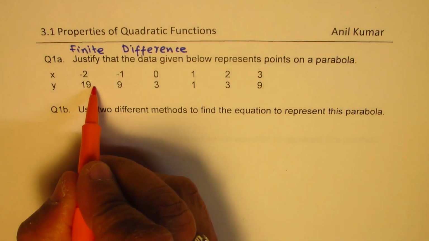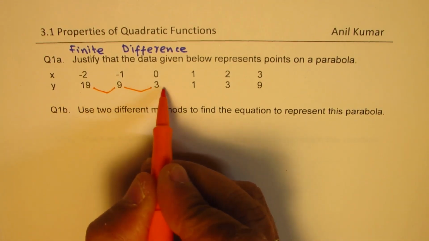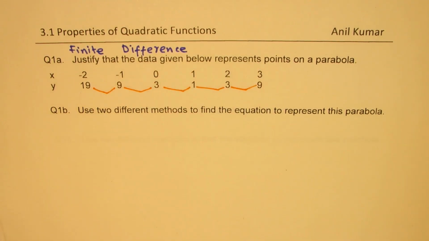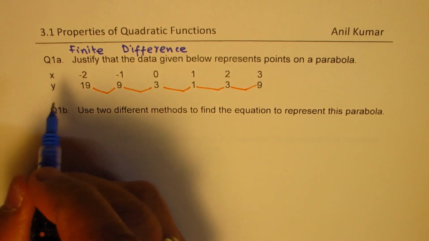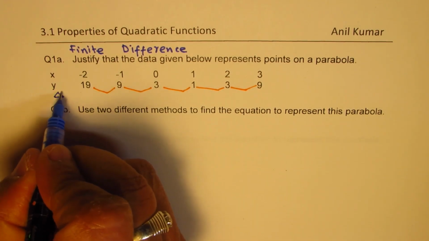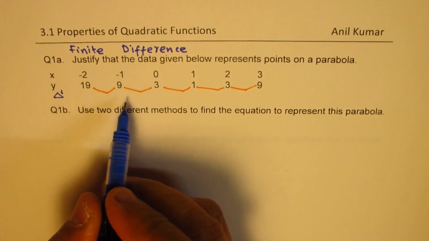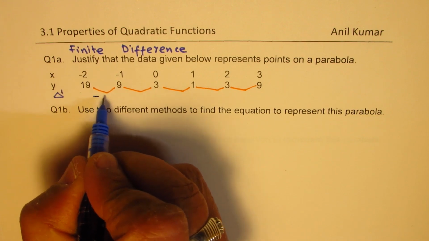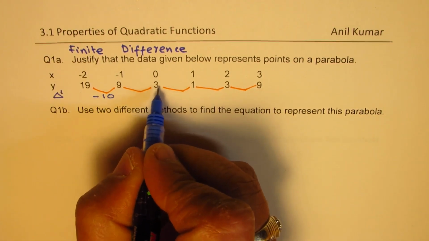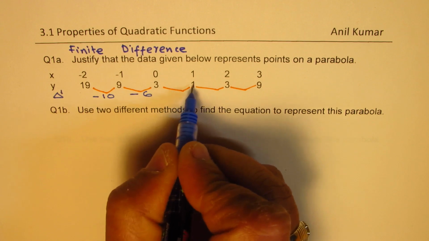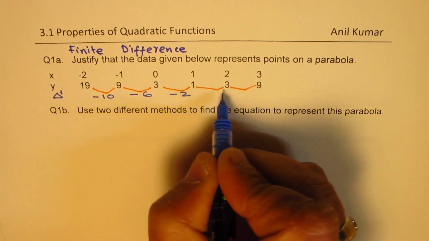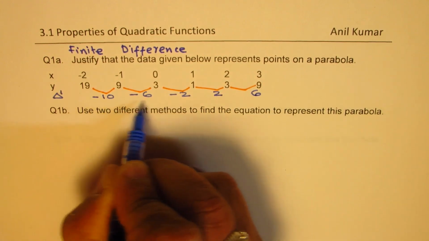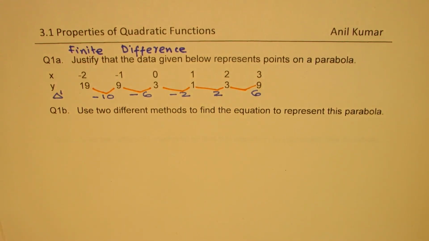So we can only find the difference between the y values and then work on it, since the x values are changing only by 1. So let's first find the first difference. So let me write first difference as this. When you do 9 take away 19, you get minus 10, right? 3 take away 9 is minus 6, 1 take away 3 is minus 2, 3 take away 1 is 2, and 9 take away 3 is 6. So definitely it is not linear, right?